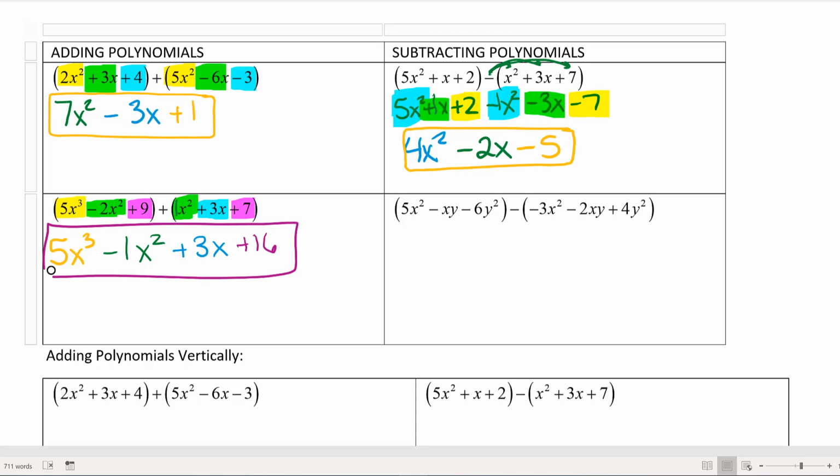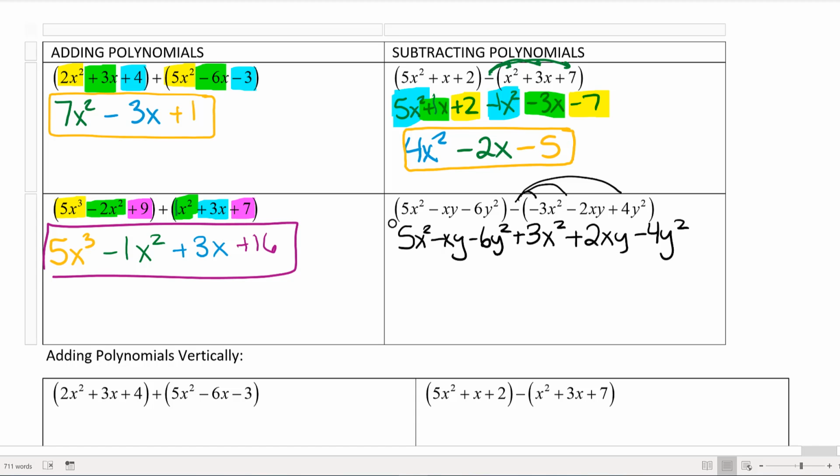All right, one more problem. It's a negative, so that means I'm going to distribute my negative first. So negative times a negative 3x squared is a positive 3x squared. Negative times a negative 2xy is a positive 2xy. And a negative times a positive 4y squared is a negative 4y squared. Notice that the first parentheses just comes down.